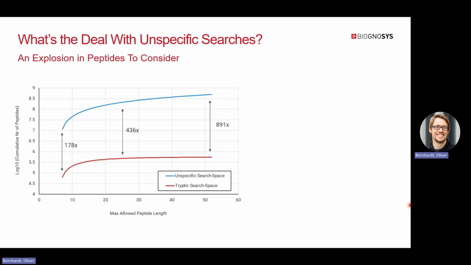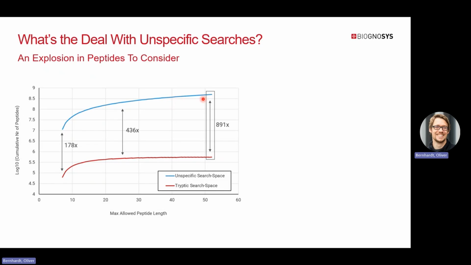A couple of months ago, we were looking at the problem of unspecific search spaces, and especially at how unspecific search spaces grow in their complexity with increasing peptide length that you're adding to your search space. If you look at a small search space of only seven peptides, you can see that you're already at about 178 times more peptides in your search space compared to a cryptic search space. This grows all the way up to almost 900 times larger compared to a cryptic search space if you go all the way to length 50, 52 for your peptide length distribution.